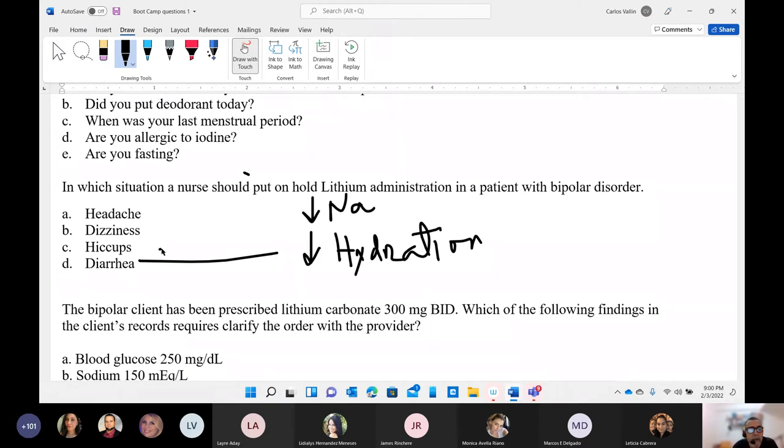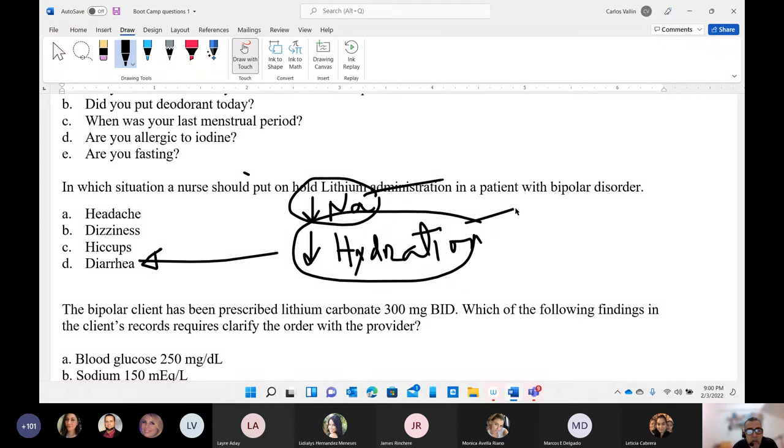So what you learn from this is that lithium is very toxic, and any question about lithium will probably be related to toxicity. One cause of lithium toxicity is low sodium in the body or low water, low liquid in the body. These two conditions produce lithium intoxication if the client is taking lithium. So this is a reason to withhold the dose and contact the physician.